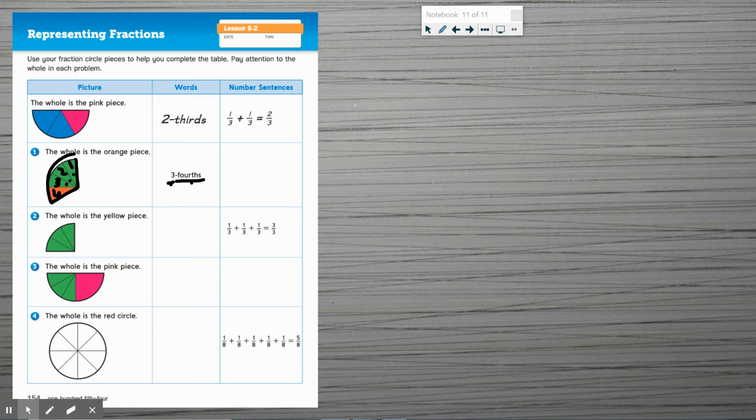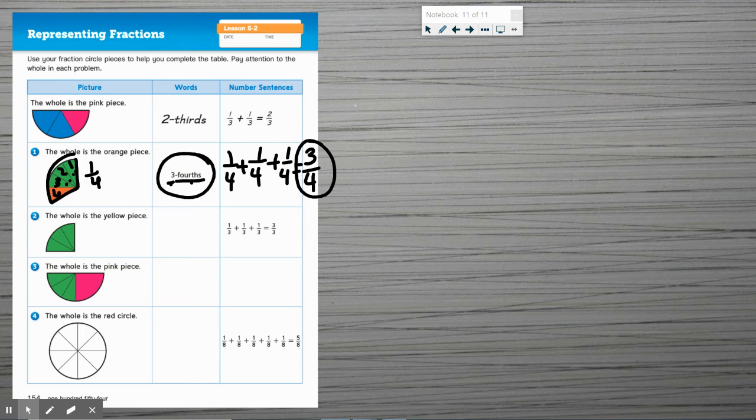I can write it as a fraction number sentence by saying 1 of my fourths plus 1 of my fourths plus 1 of my fourths equals 3/4. My fraction matches the words, which matches my picture.